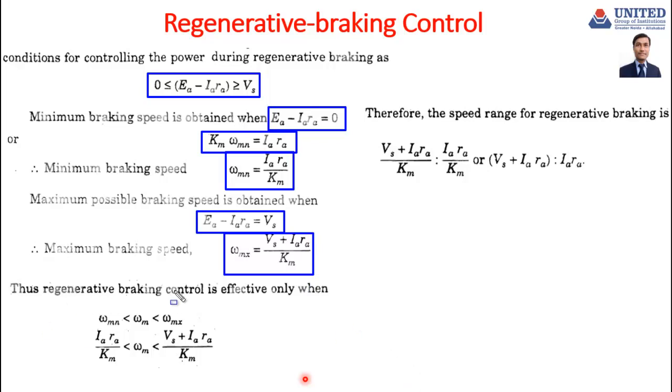Therefore regenerative braking control is effective only when minimum speed is less than motor speed, which is less than maximum speed. That is, motor speed must be in between minimum and maximum. So we can write IaRa upon Km less than omega m less than Vs plus IaRa upon Km. So the speed range for regenerative braking can be given as Vs plus IaRa upon Km is to IaRa upon Km, or Vs plus IaRa is to IaRa.